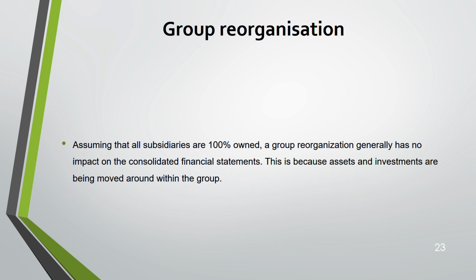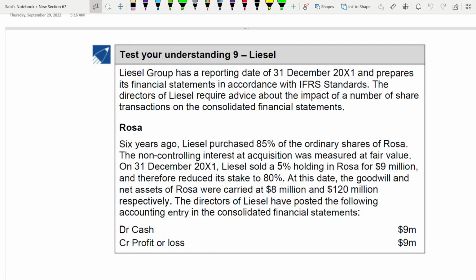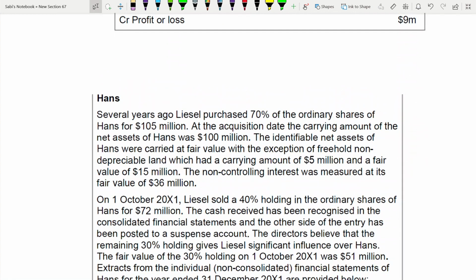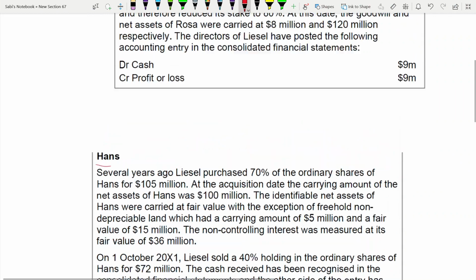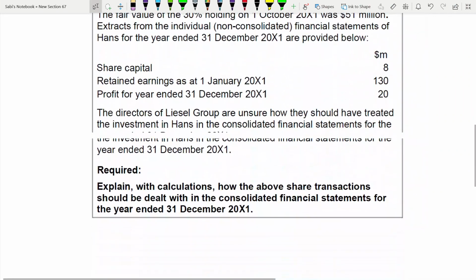So let's finish this lecture with one single question before we summarize the whole IFRS 10. Test your understanding 9. Okay. So here you have been given two companies. One is Rosa and the other one is Hans. They are dealing with two separate issues. Okay. Now you are required to explain with calculations how the transactions will be dealt with in the consolidated financial statements.